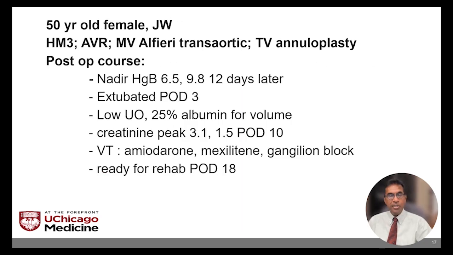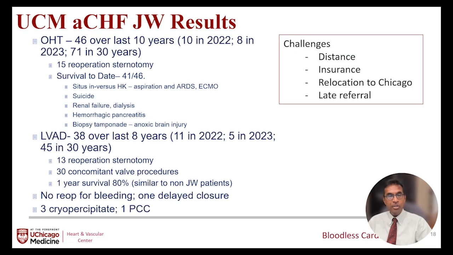She ended up needing an AVR, a combination of existing AI and Impella pump. We did a mitral valve repair, an Alfieri through transaortic. We did a tricuspid annuloplasty, HeartMate 3. She nadired at 6.5 with her hemoglobin. 12 days after her 6.5, she was 9.8. She was extubated on post-op day number 3, which is a little bit late for us. Her creatinine went to 3.1 and then crested and came down. She did have some VT, and she was discharged to rehab on post-op day number 18. So what are our results?